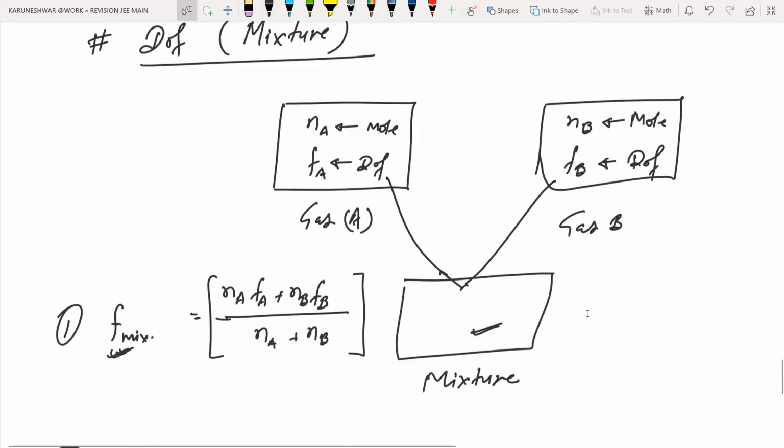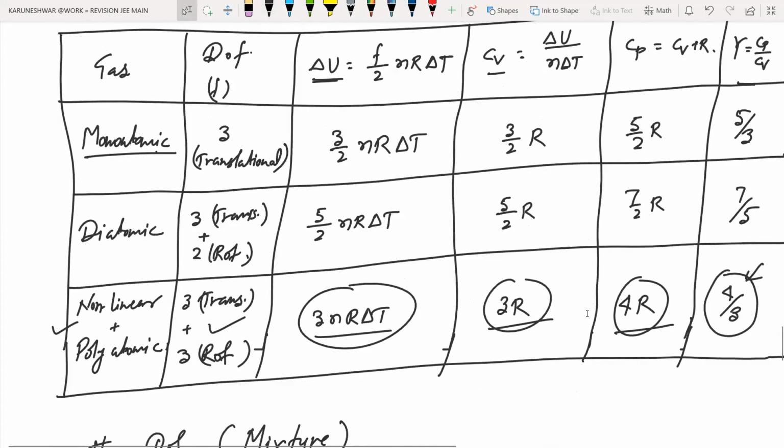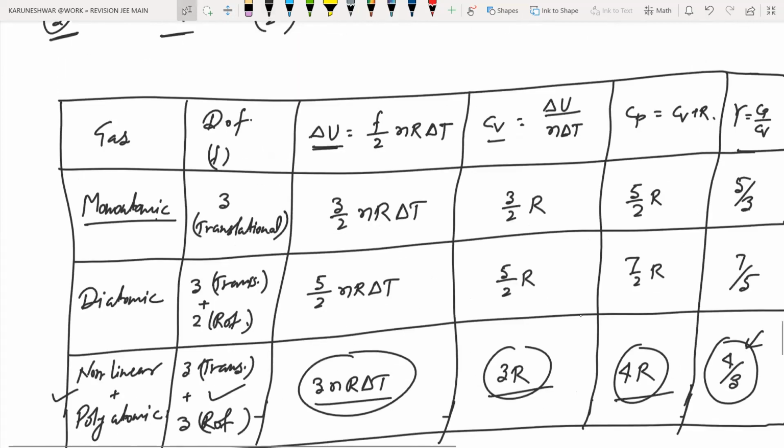Sometimes no degree of freedom is given in the question. So on the basis of the gamma value, you can understand what the degree of freedom is. If the gamma value is 7/5, the degree of freedom will be 5. If the gamma value is 5/3, then the degree of freedom is translational only. On the basis of that, you can find it out. That is the thing you have to remember here.